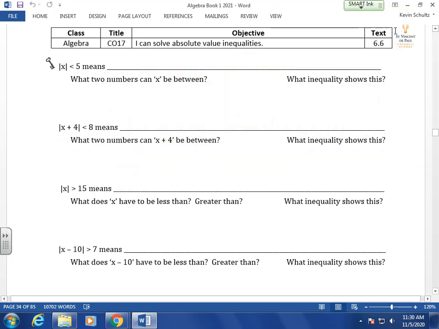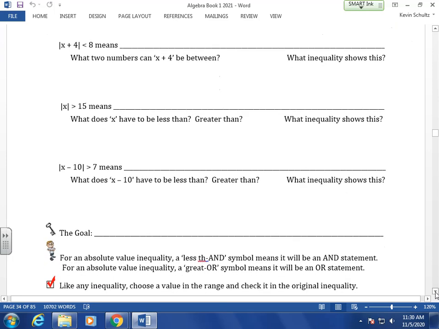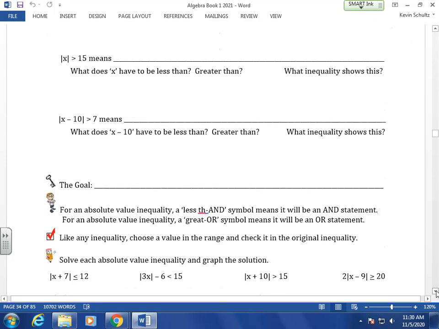The next one says the absolute value of x is greater than 15. What does that mean? The absolute value of x is greater than 15. What does that mean? Thumper. Farther away, I'll say more, just for that greater than piece. But yeah, x is more than 15 from 0. Because we have the greater than symbol, it's going to be more than 15 from 0.